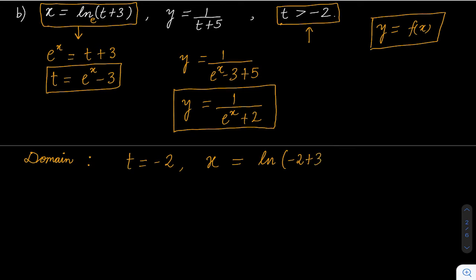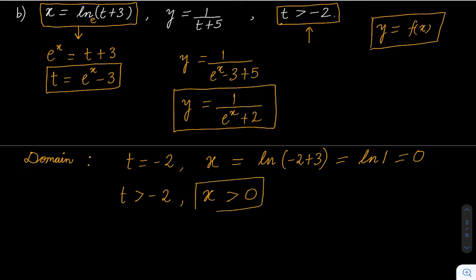And what is ln 1? Everyone knows this. ln 1 is nothing but 0. So it means when t is minus 2, my x is 0. So if t is greater than minus 2, my x will be greater than 0. Now why is it greater? Because it's ln t plus 3. So as t increases, my x value, or ln t plus 3, will also increase. So that's why I can simply say my domain is x greater than 0.